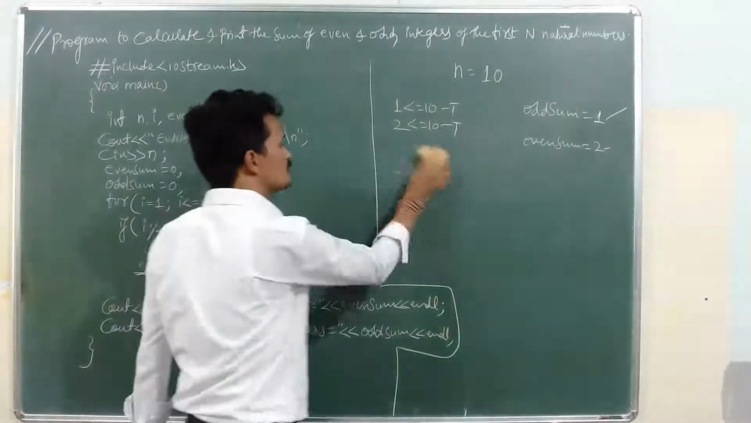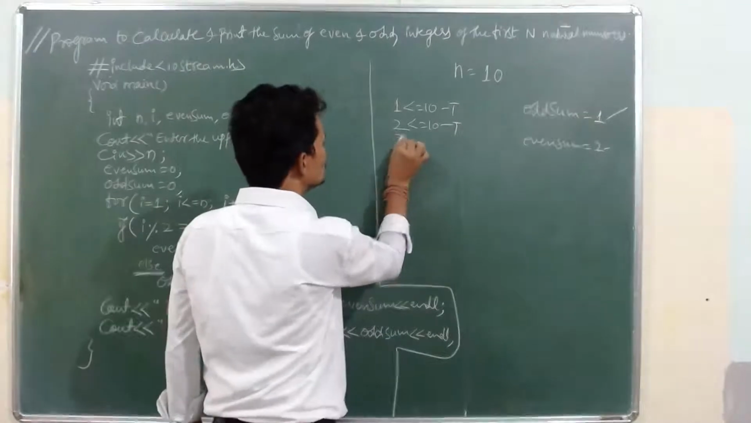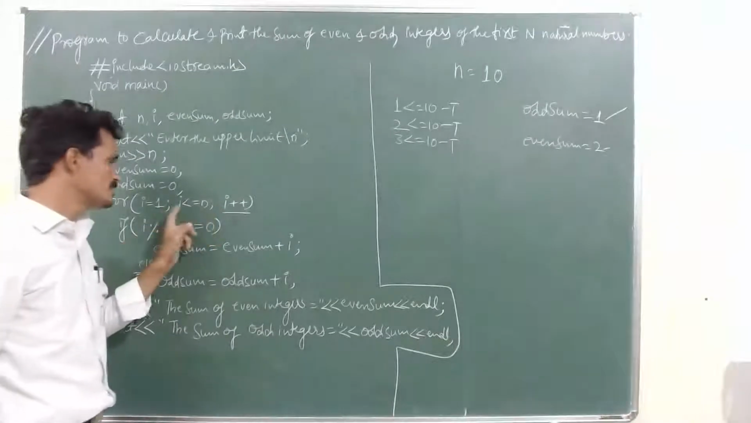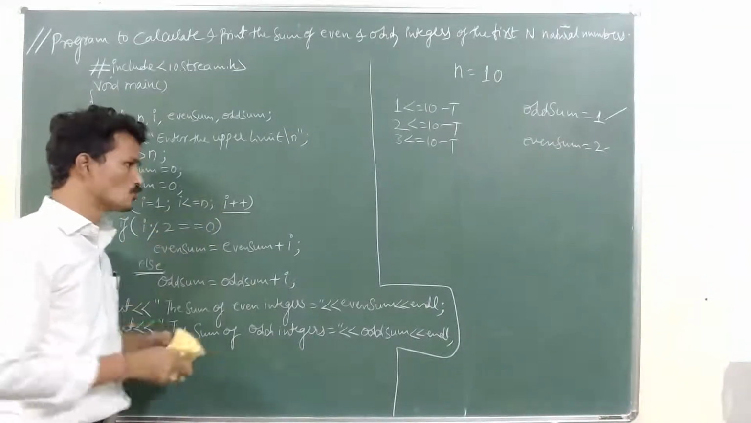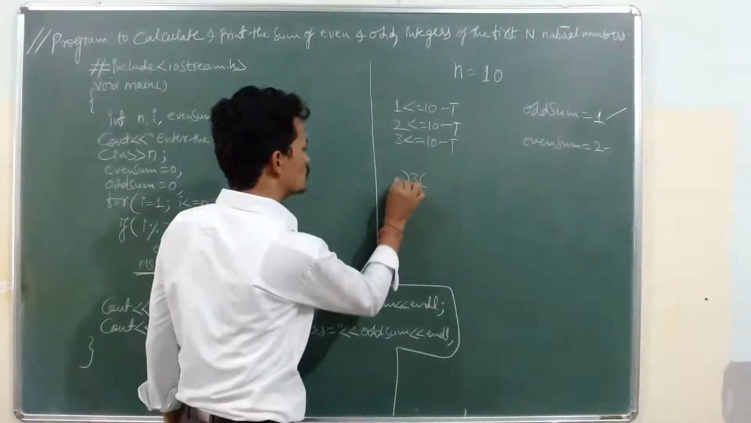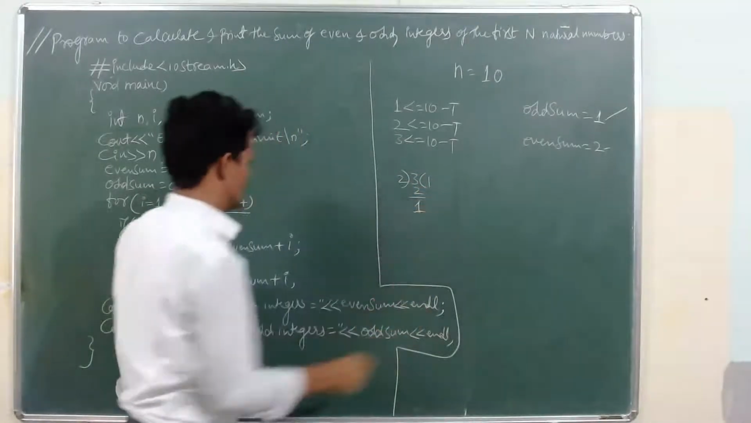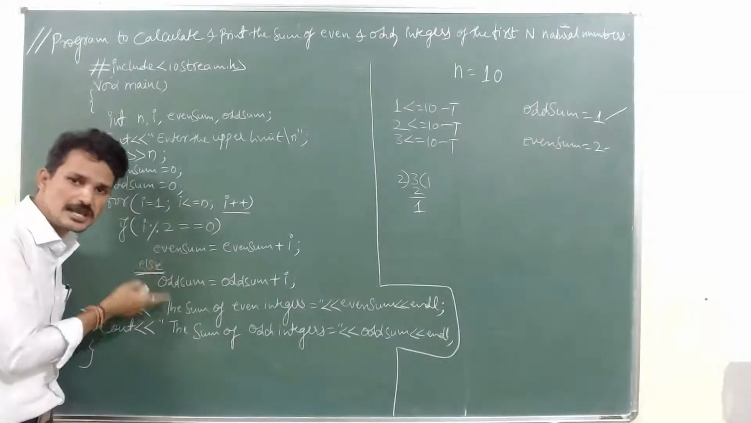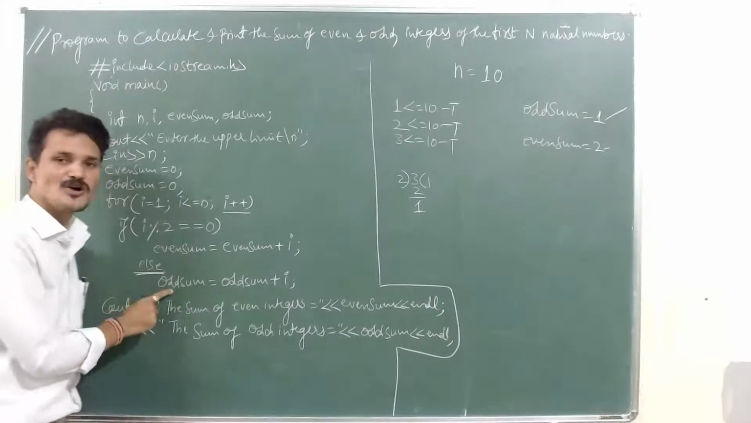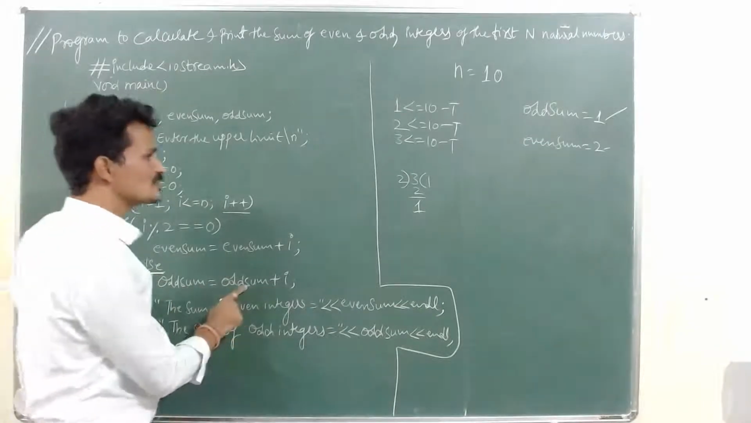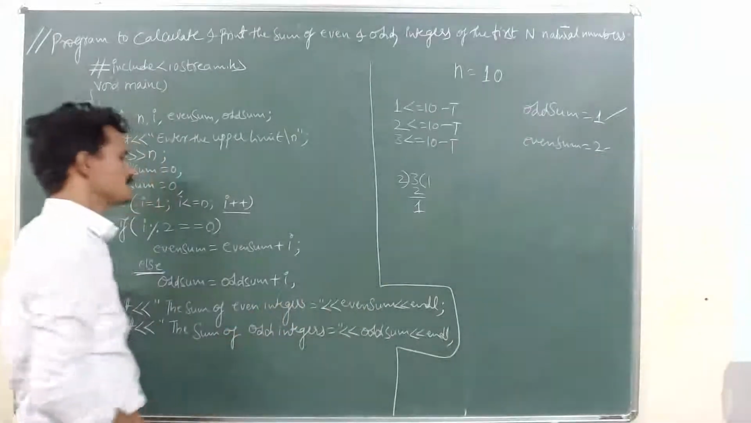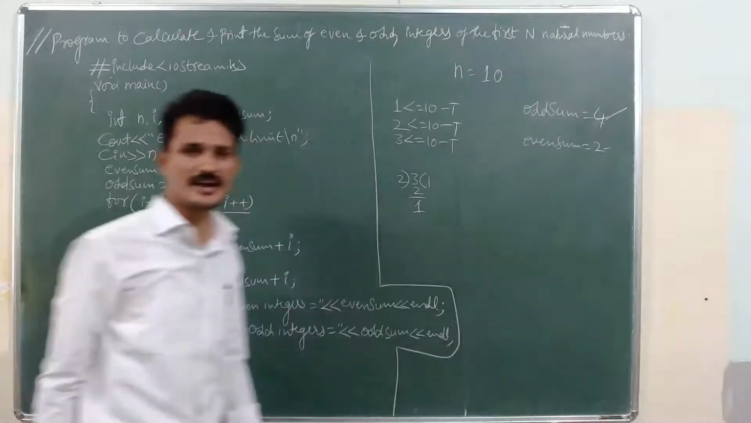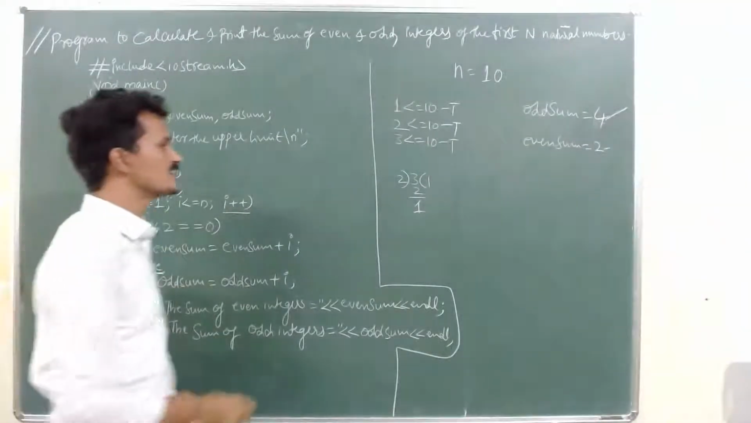This time i becomes 3. 3 is less than or equal to 10. Condition is true, right? Again here, if i mod 2, the value of i is 3. 3 mod 2, 2 ones are 2, remainder is 1. 1 is equal to 0? Condition false. Condition false means I will execute the else part, that is odd sum is equal to odd sum plus i. Odd sum is 1. What is the value of i? i is 3. 1 plus 3 is 4, right? So again it goes to the for loop and i gets increased by plus 1.